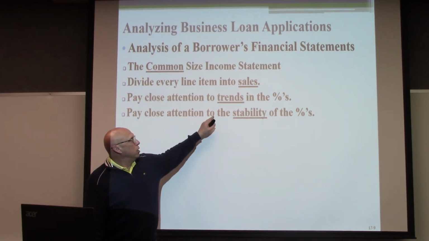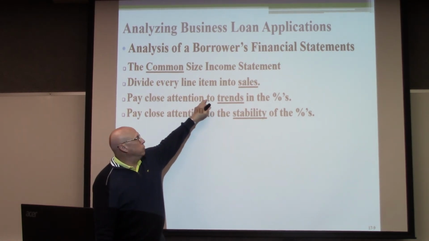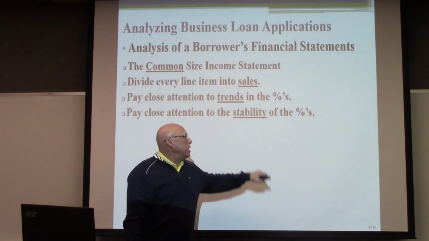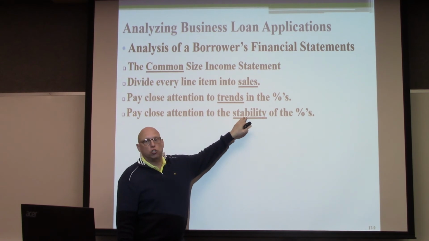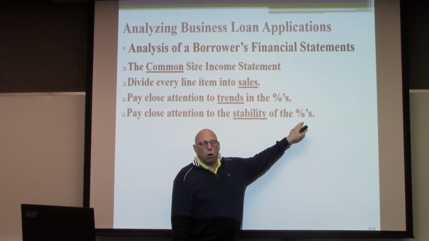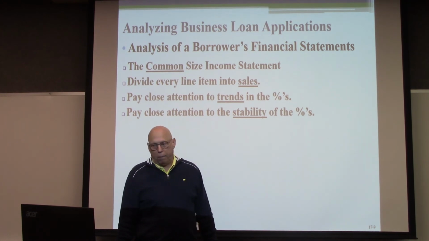And in what direction are these numbers moving? And how stable are they? Are they all over the map? If a company's numbers jump around quite a bit as percentages, guess what? It's really hard to do a forecast. And if you can't do a forecast, then the risk of a default goes way up.